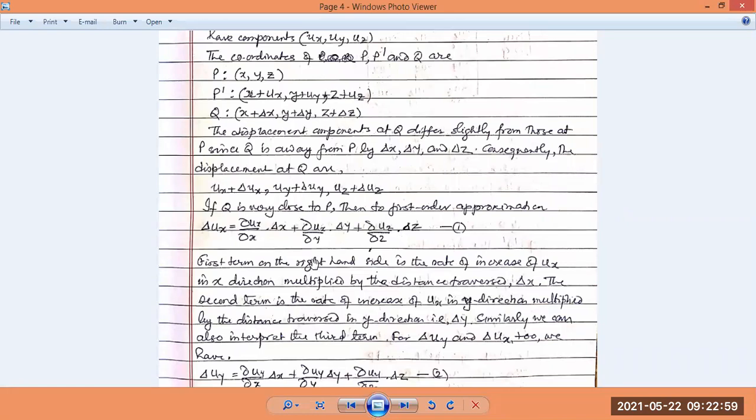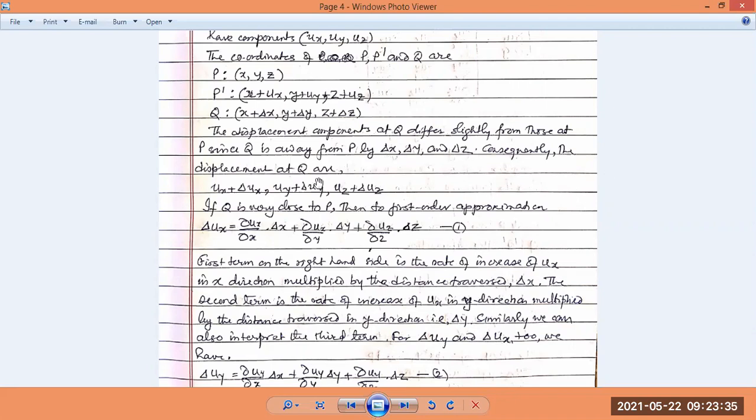Now, next comes the displacement components of Q, which will differ slightly from those at P, since Q is always away by an amount delta x, delta y, and delta z. What do they mean by that? Q is displaced to Q dash, but initially Q is not equal to P, because its position is slightly away from P by delta x, delta y, and delta z. It is the elemental or differential distance, but it is not equal to 0.